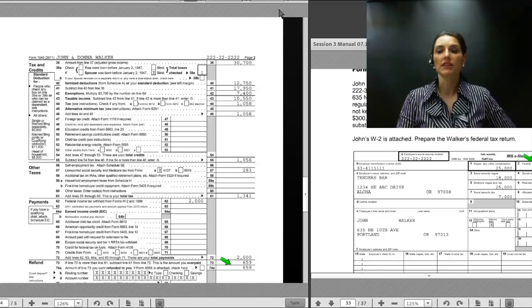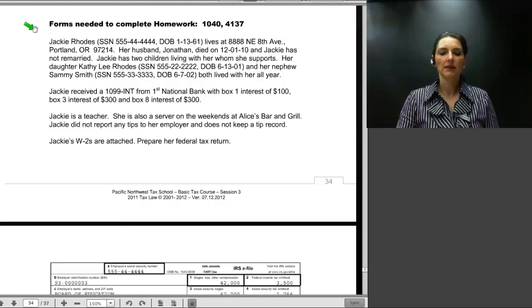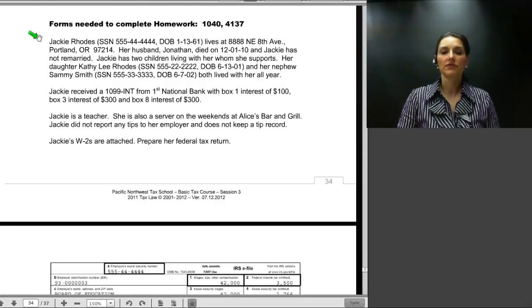It's now time to review the Session 3 homework assignment so you can be on your way. At this time, please flip to page 34 of your student manual to review this assignment with me. The assignment again involves preparation of two forms, 1040 and Form 4137. Our character this time is Jackie Rhodes, who lives in Portland, Oregon. Her husband, Jonathan, died in 2010, and Jackie has not remarried. She has two children living with her whom she supports. Her daughter, Kathy Lee Rhodes, and her nephew, Sammy Smith, both lived with her the entire year.